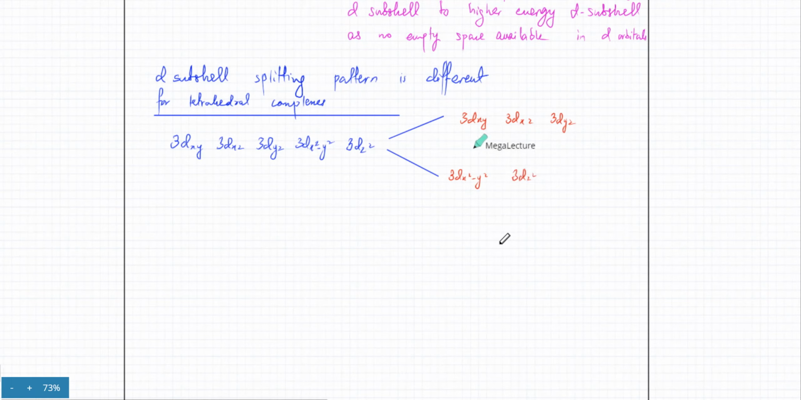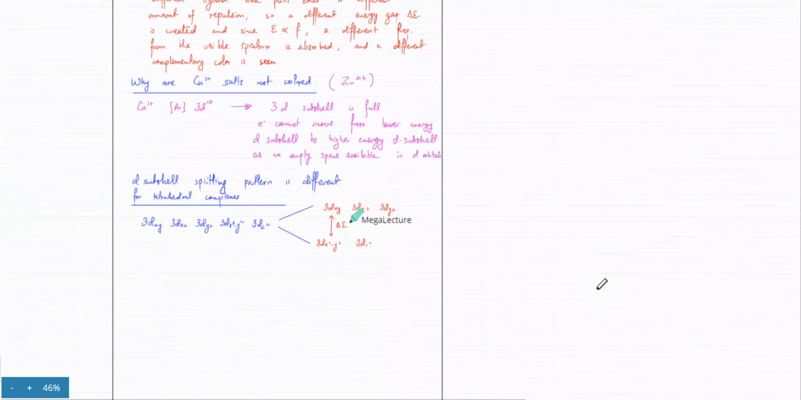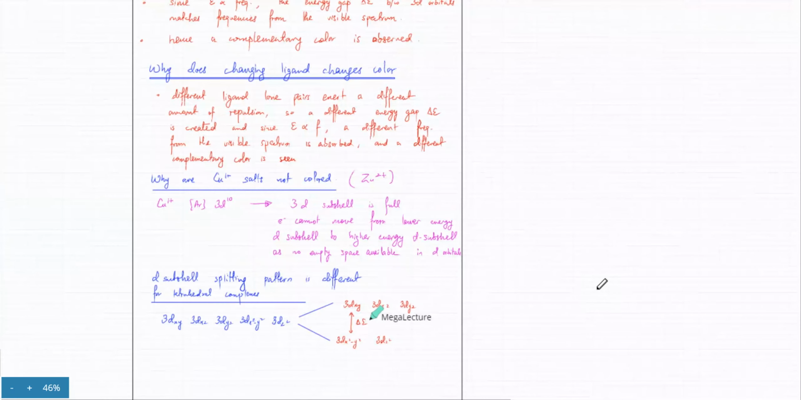And the rest of the explanation would be exactly the same: there's going to be an energy gap, and that energy gap would match frequencies from the visible spectrum, and electrons would jump from the lower energy to the higher energy. When they absorb that particular frequency from the visible spectrum, you're going to see a colored compound. So the rest of the explanation would be exactly identical.